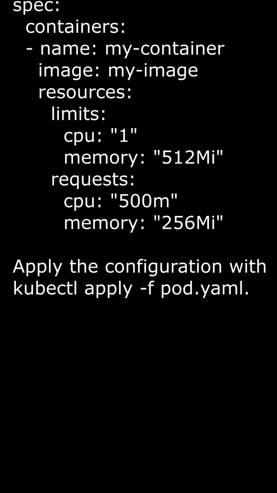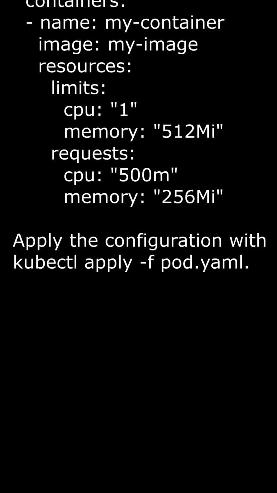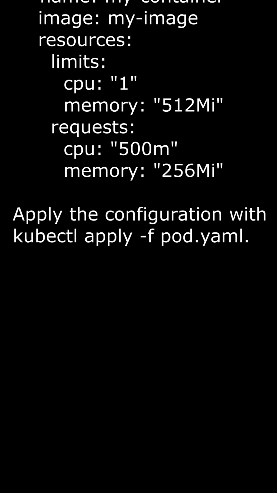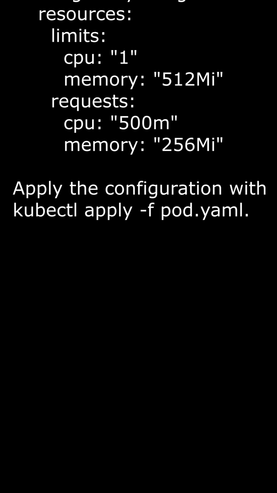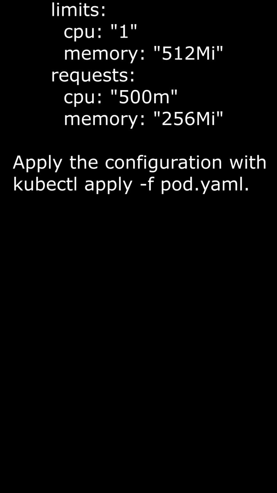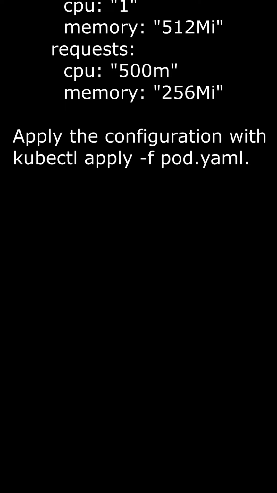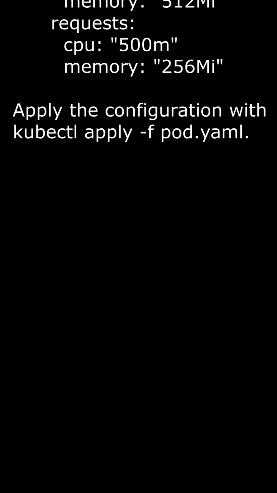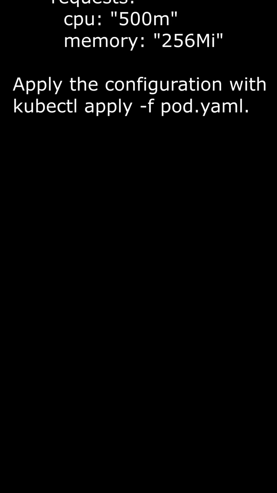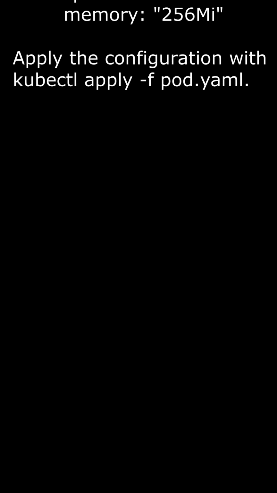Limits, this specifies the maximum amount of CPU and memory that the container can use. In this case, the CPU limit is set to 1 CPU and the memory limit is set to 512 MB. Requests, this specifies the minimum amount of CPU and memory that the container needs. In this case, the CPU request is set to 500 milli CPU and the memory request is set to 256 MB.